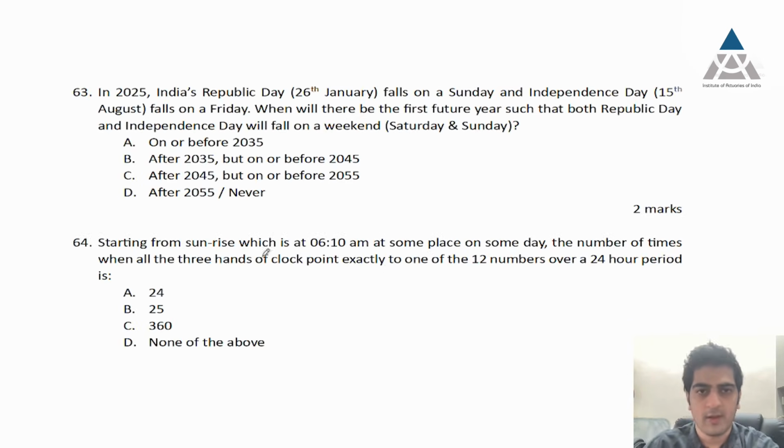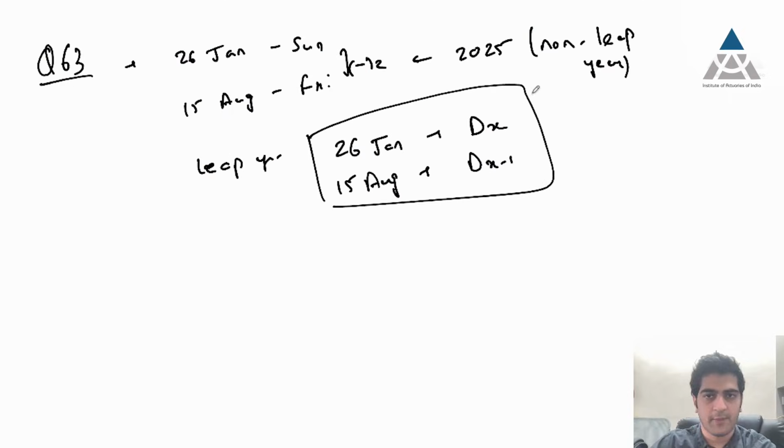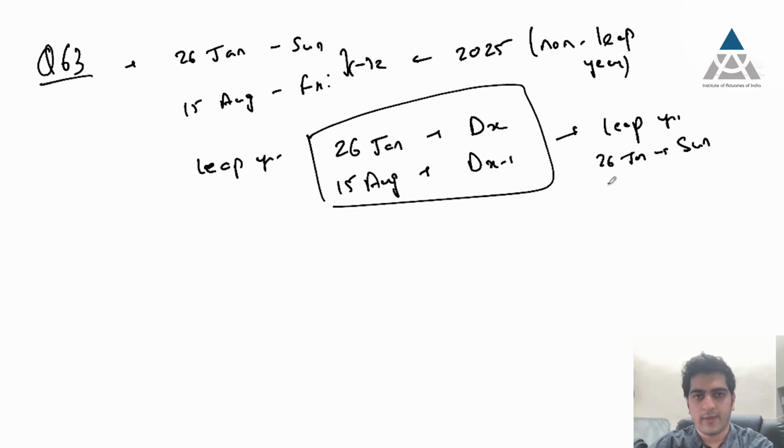Why is this important? Because the question is asking us to find the year where Republic Day and Independence Day fall on Saturday and Sunday, which means there should only be a gap of 1. So we know that our answer will be a leap year for sure. It will be a leap year where 26th January falls on a Sunday and 15th August falls on a Saturday. Correct? This is what we need to find. Okay, now how do we find this?